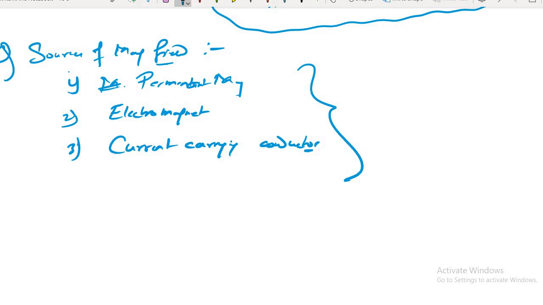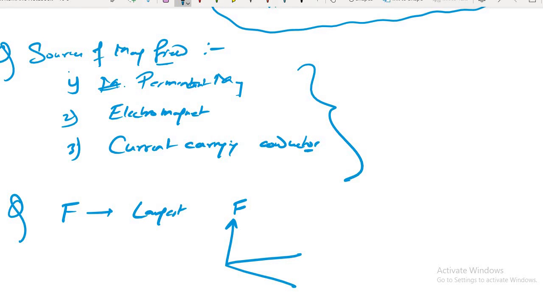When is the force experienced by a current carrying conductor placed in a magnetic field largest? Right now we have done this. The force will be largest when the magnetic field and current are perpendicular to each other.